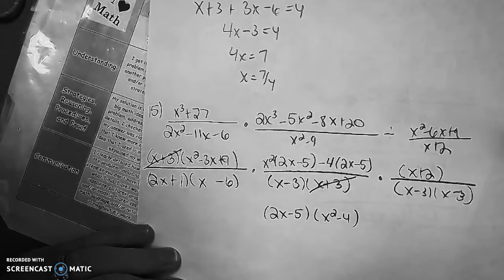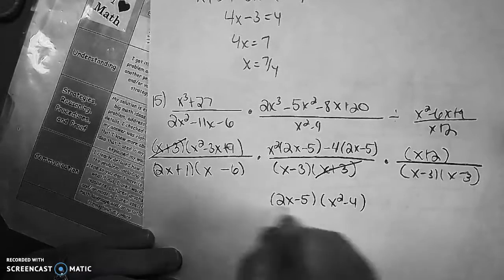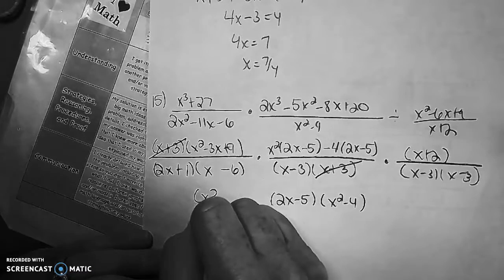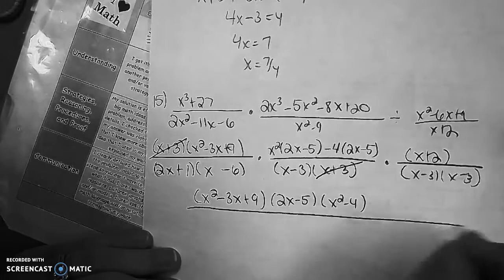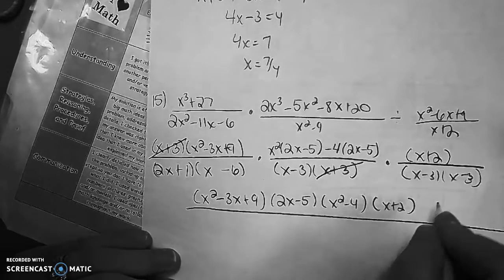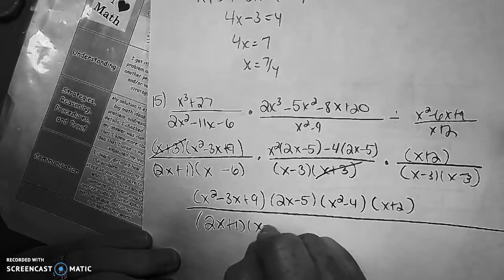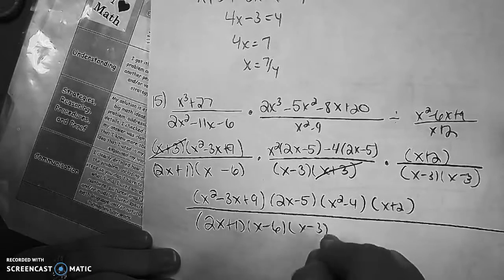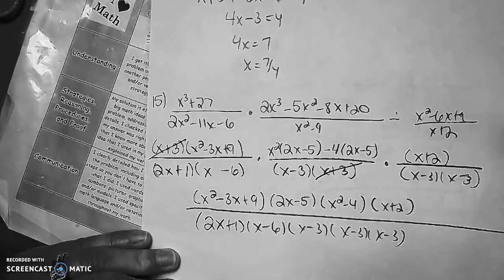I am going to go ahead and cancel a little bit here. So in our numerator, I now have x squared minus 3x plus 9. I have an x plus 2. And the denominator will have a 2x plus 1, an x minus 6, an x minus 3, an x minus 3, and an x minus 3.